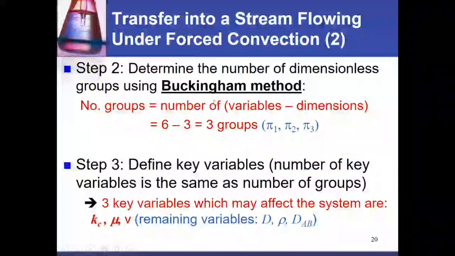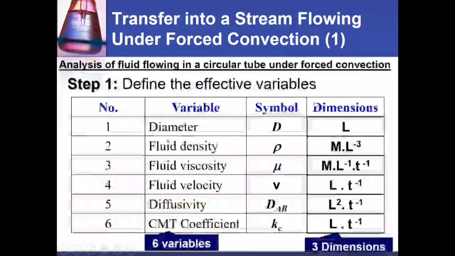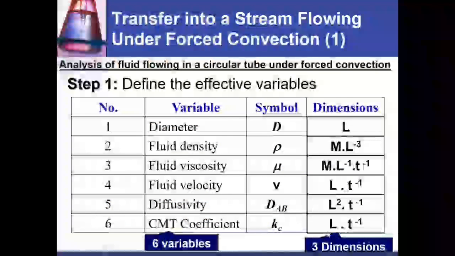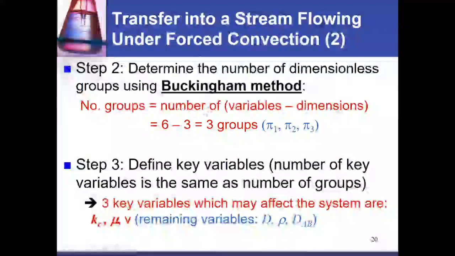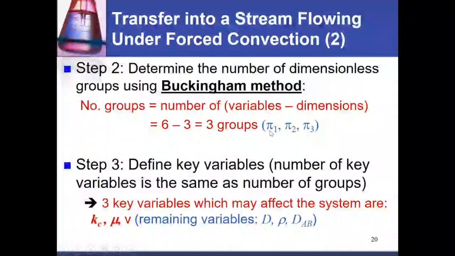So according to the Buckingham method, we determine the number of dimensionless groups. The number of dimensionless groups is the number of variables minus the number of dimensions. We have here 6 variables and 3 dimensions, so we get 3 groups, and we'll call them pi1, pi2, pi3. The next step, the third step, is to define the k variables. The number of k variables should equal the number of groups. So we have 3 groups, and we should have 3 k variables.